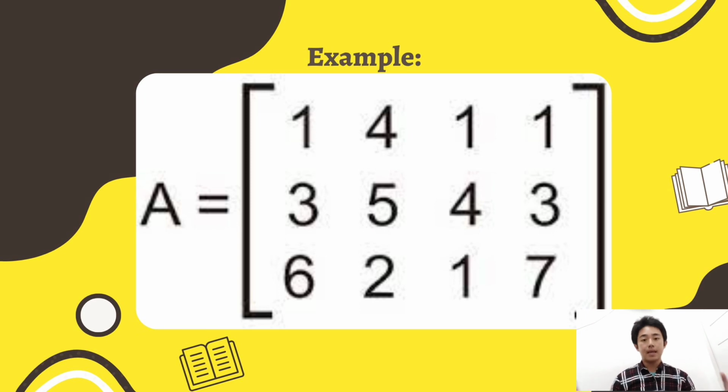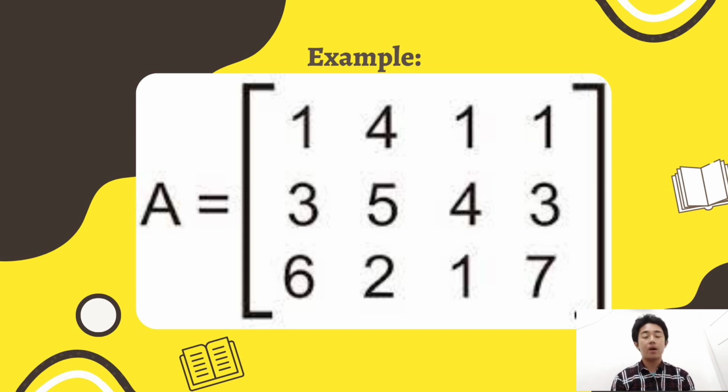Let us say that the first row is 1, 4, 1, 1, because it is horizontal and it is the top one, so we call it the first row. The second row is 3, 5, 4, 3, and the third row is 6, 2, 1, 7. So those are the rows. And what are columns? Columns are the vertical, upright ones. The first column, we read from the left: it is 1, 3, and 6.